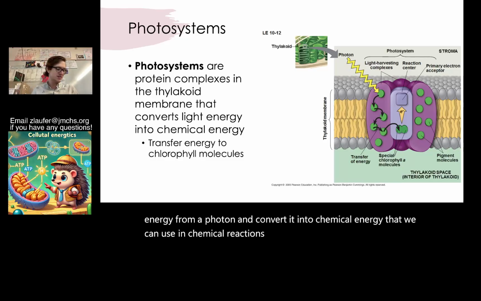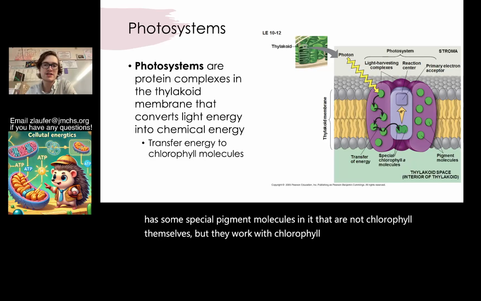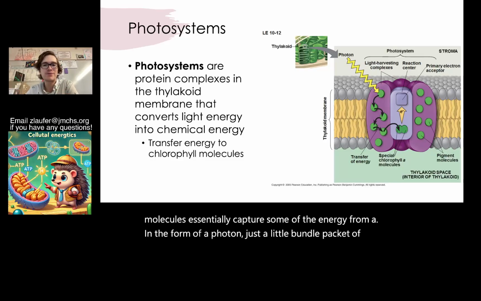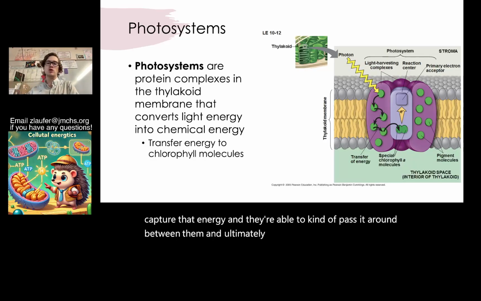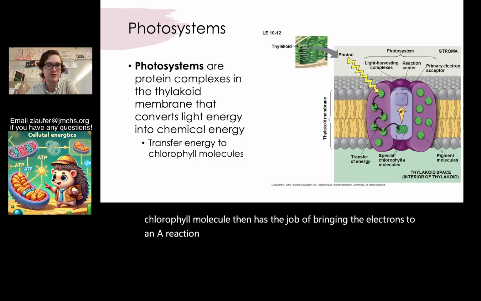So the way that it does this is it has some special pigment molecules in it that are not chlorophyll themselves, but they work with chlorophyll. And these pigment molecules essentially capture some of the energy from a light ray in the form of a photon, just a little bundle packet of light. They capture that energy and they're able to pass it around between them and ultimately to a chlorophyll molecule. The chlorophyll molecule then has the job of bringing the electrons to a reaction center where they will actually leave the photosystem.